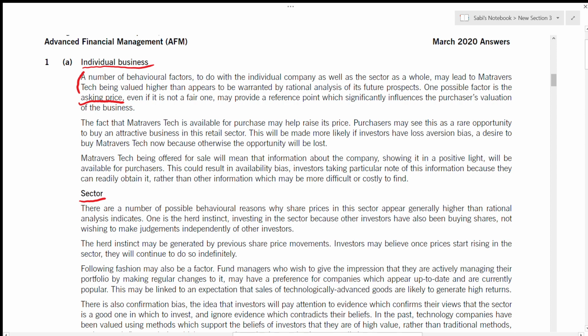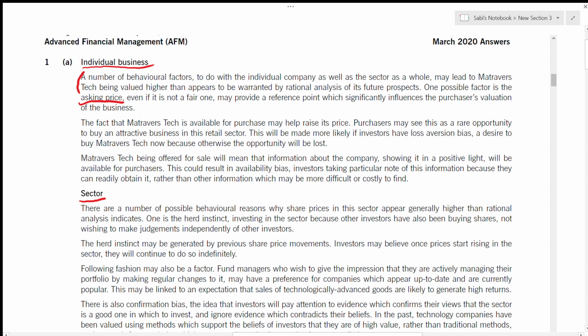So suppose the asking price of a company is $200. Even if it is not fair, even if it is valued highly, that $200 will still be used as a reference point by the one who is purchasing the company. That is how they are going to value that business. So if that asking price itself is too high, of course that company, that industry, will be valued too high. Tech industry especially. Now let's read the second paragraph.